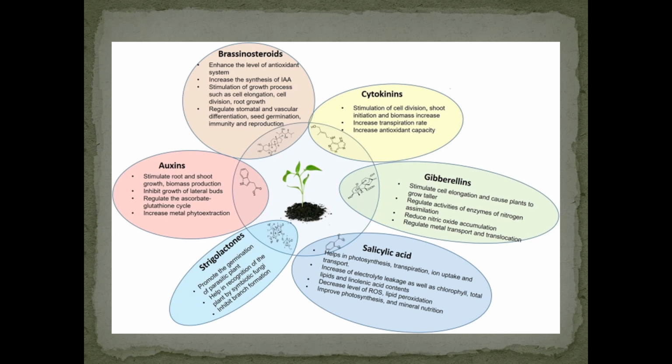Another is brassinosteroid. It enhances the level of antioxidant systems, increases the synthesis of indoleacetic acid, and stimulates growth processes such as cell elongation, cell division, root growth, regulation of stomatal and vascular differentiation, and seed germination, immunity and reproduction. These are major processes under the control of plant growth hormones.